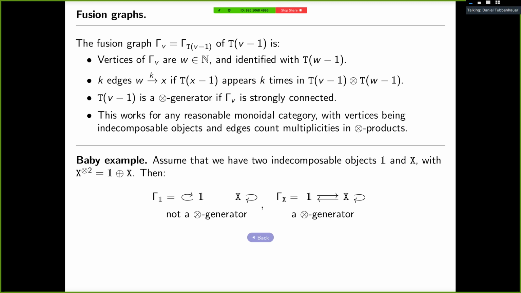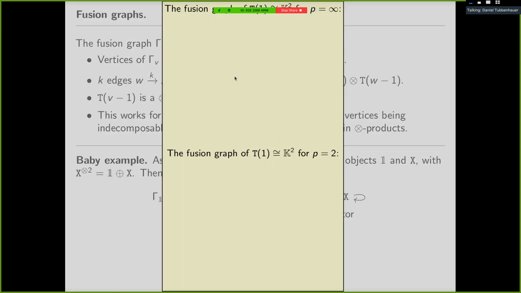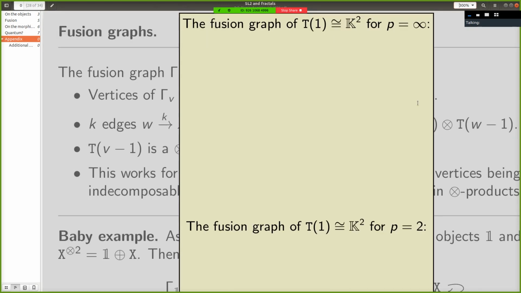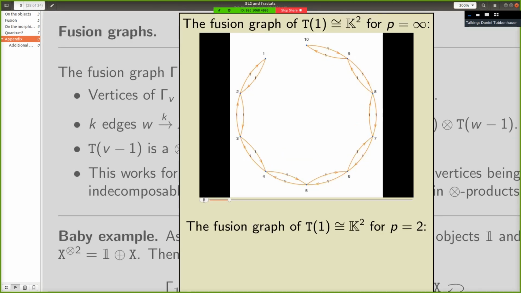At least that's the first question I would ask. And it turns out that the answer is very nice. So I have 2 videos for you, but they don't play in presentation mode, so I have to leave presentation mode for a second. Let me zoom in. Okay, so the fusion graph, here you go.